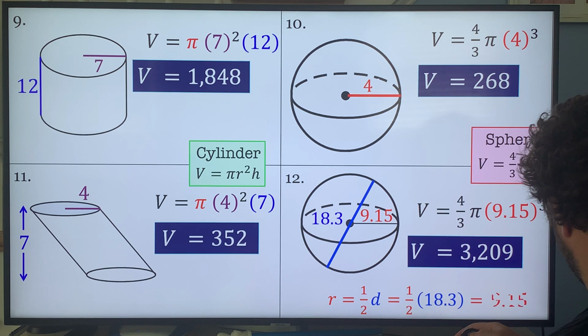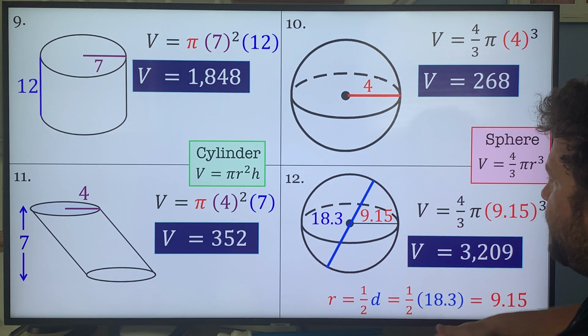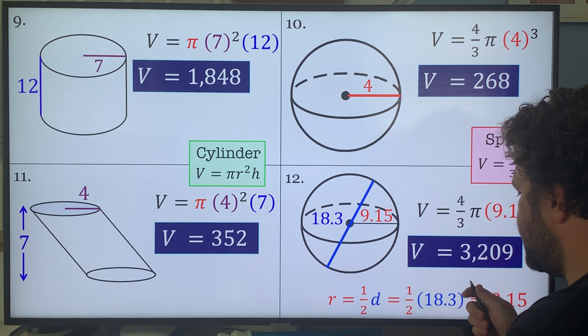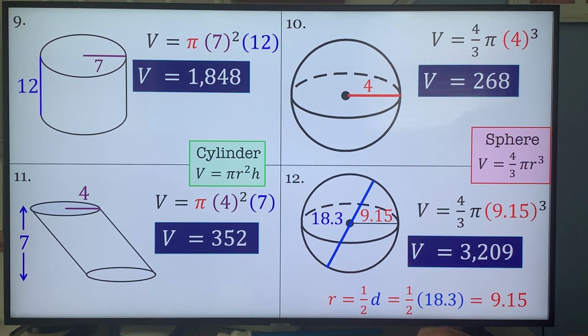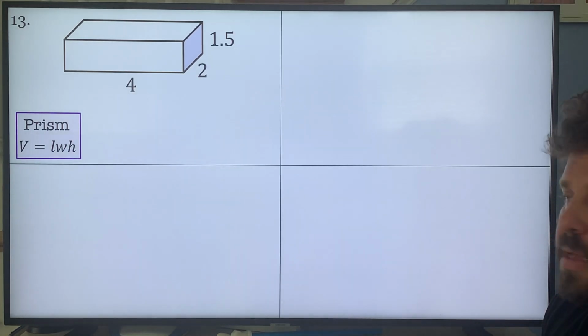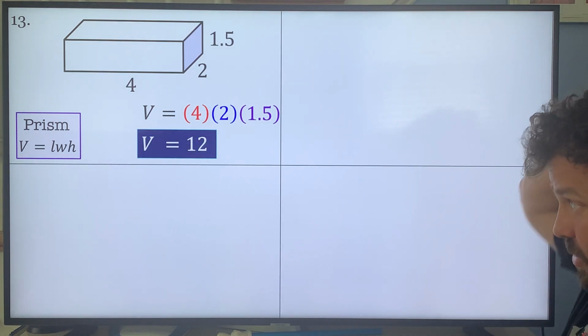Next one. Now, just so you know, the radius is half the diameter, and half of 18.3 is indeed 9.5. All right. Next one. Number 13. Prism. Length, width, height. 2 times 4 times 1.5. 3 times 4 is 12.